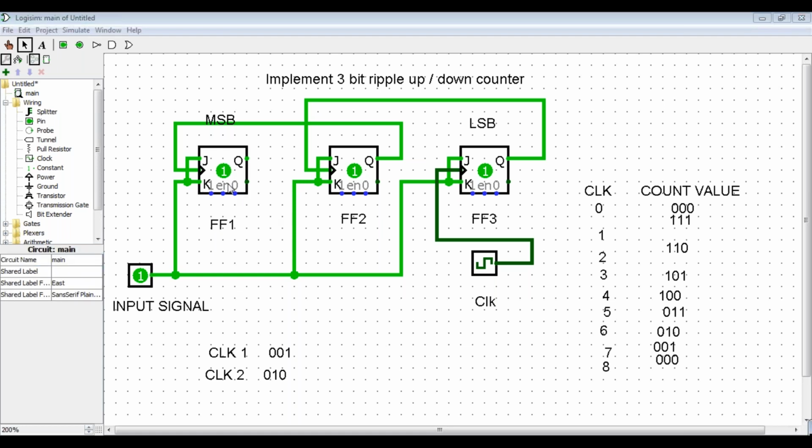If the flip flop triggers are on the rising edge, then it will work like a down counter. Based on your applied clock pulse, it will start from 1 1 1, then it will end with 0 0 0. It will work like a down counter. So this is the main difference.